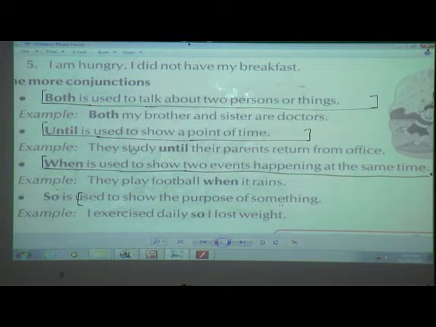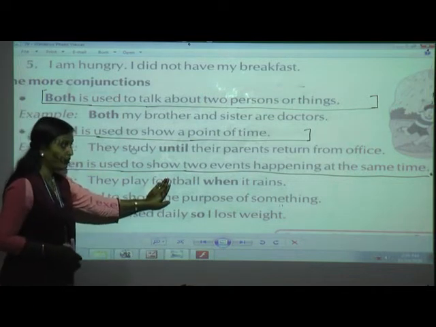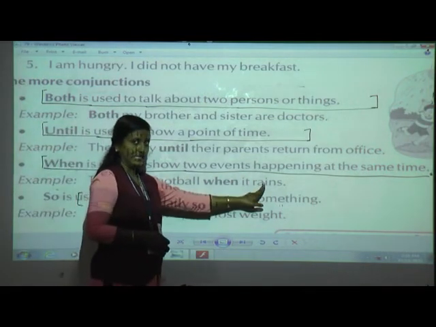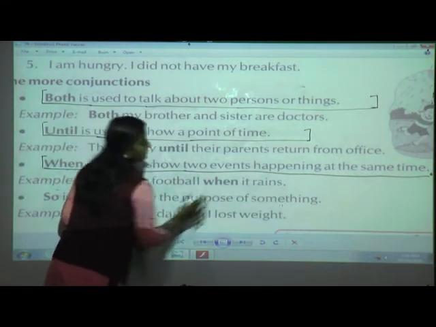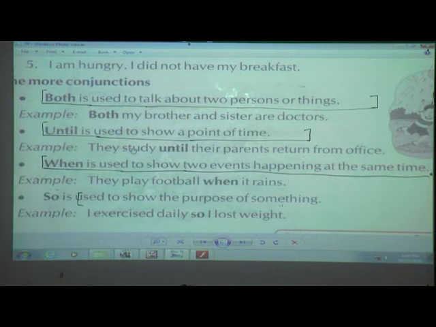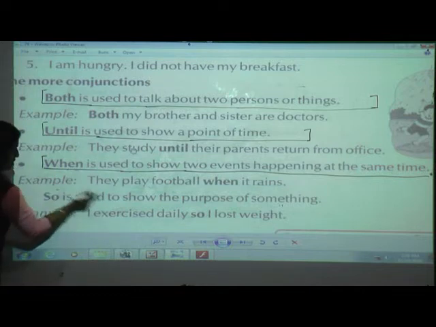So when is used to show what? To show two events happening at the same time. Now example, see, they play football. So when they are playing football, what is happening over there? It is raining. So two events are happening at the same time. It means they are playing and it is also raining. Understood, students? Okay.